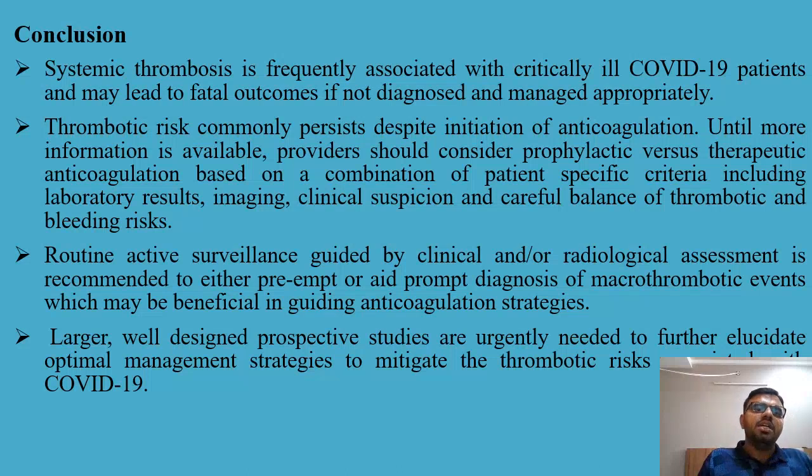Now, conclusion. Systemic thrombosis is frequently associated with critically ill COVID-19 patients and may lead to fatal outcomes if not diagnosed and managed appropriately. Thrombotic risk commonly persists despite initiation of anticoagulation. Until more information is available, providers should consider prophylactic versus therapeutic anticoagulation based on a combination of patient-specific criteria, including laboratory results, imaging, clinical suspicion, and a careful balance of thrombotic and bleeding risk. Routine active surveillance guided by clinical and radiological assessment is recommended to either preempt or aid prompt diagnosis of macrothrombotic events, which may be beneficial in guiding an anticoagulant strategy. Larger, well-designed prospective studies are urgently needed to further elucidate optimal management strategies to mitigate the thrombotic risk associated with COVID-19.